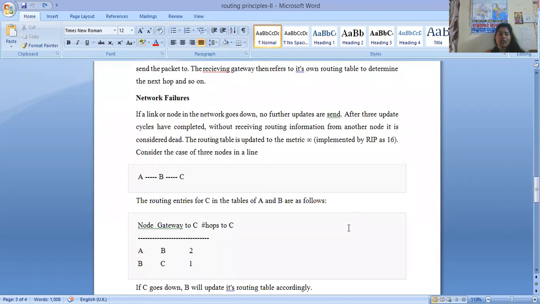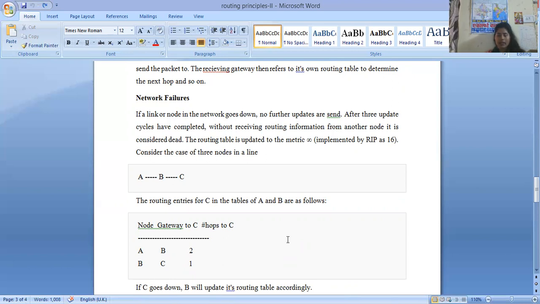Clear? Now, what is the network failure? What do you mean by network failure in this one? Suppose a link or node in the network goes down, no further information is sent. After three update cycles are completed without receiving routing information from another node, it is considered dead.